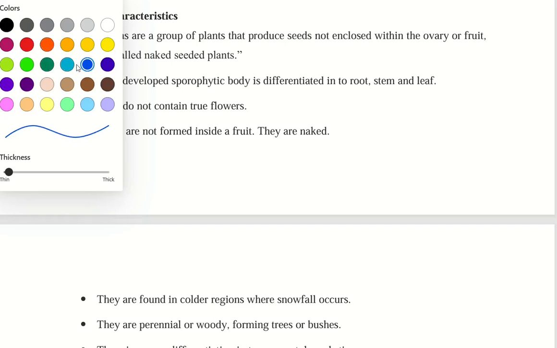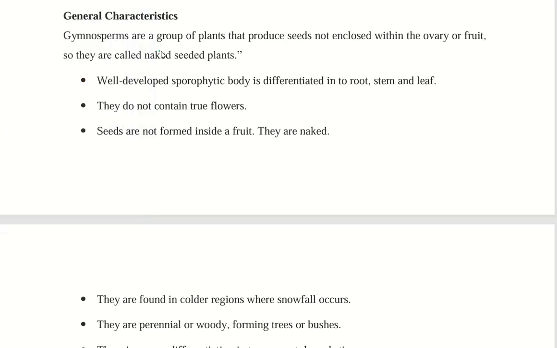So today we are going to discuss the general characteristics of gymnosperms. They are a group of plants that produce seeds which are not enclosed within the ovary or the fruit, so they are called naked-seeded plants. They have a well-developed sporophytic body which is differentiated into root, stem and leaf, and they do not contain true flowers, and seeds are not formed inside fruit.